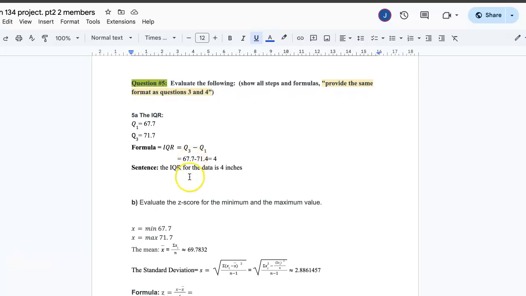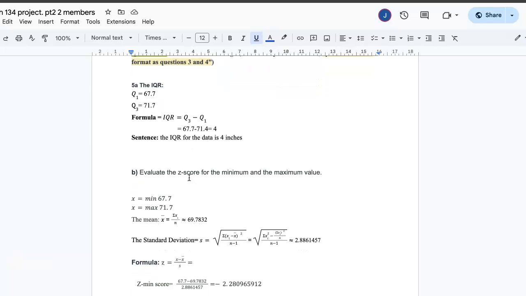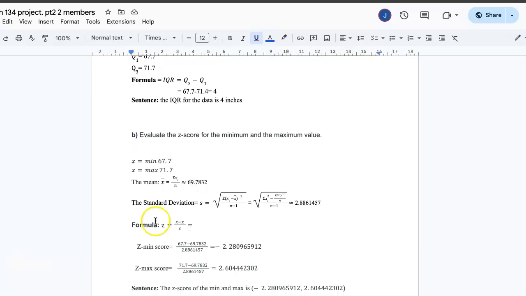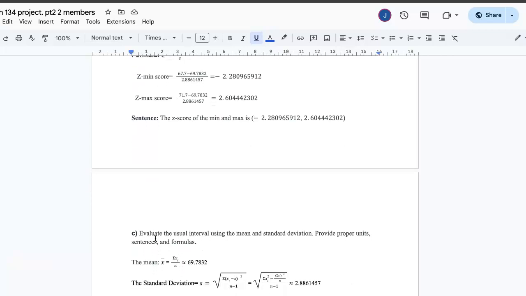Now, the second part to question 5 asks, evaluate the z-score for the minimum and the maximum value. Now, evaluating the z-score for the minimum value, we get 67.7 minus 69.7832 divided by 2.8861457, which gives us a z-score for the minimum of negative 2.809659112. Now, following the same formula, which is z equals x minus x bar divided by sigma, or the standard deviation, for the max score, we get 71.7 minus 69.8832 divided by 2.8861457, which gives us a result of 2.60444302.